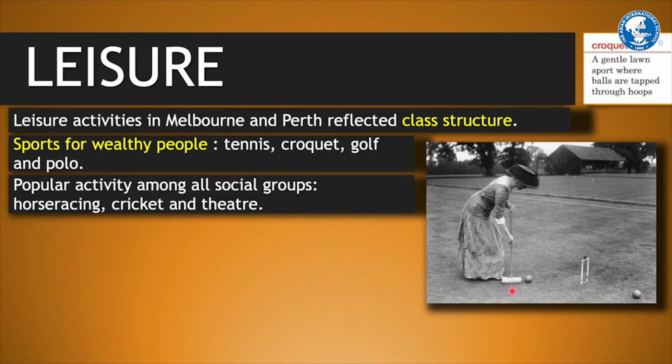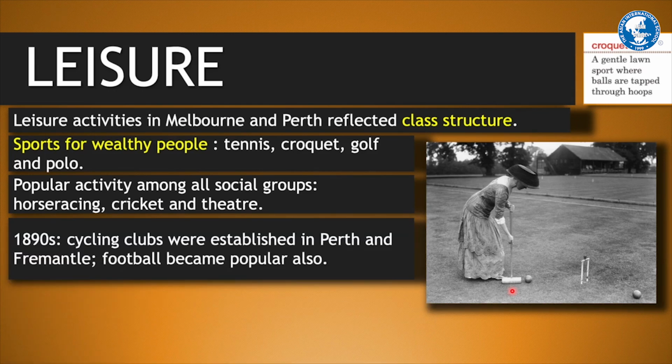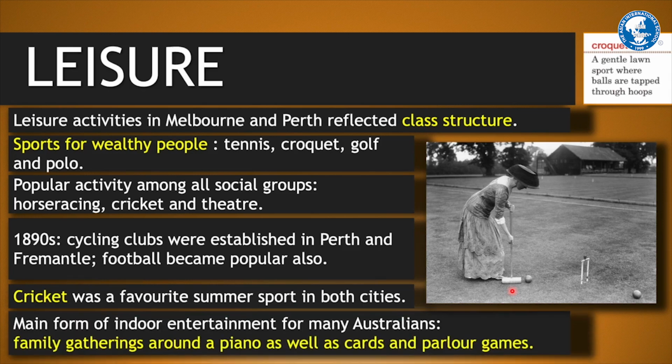Okay, next. There were also popular activities among all social groups. These were horse racing, cricket, and theater. Also in the 1890s, cycling clubs were established in Perth and Fremantle, and football became popular. And what was the favorite summer sport in both cities? That's cricket. The main form of indoor entertainment for many Australians was family gatherings around a piano, as well as cards and parlor games. How about you? What do you do for fun?